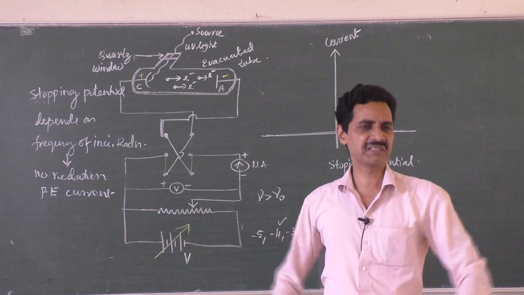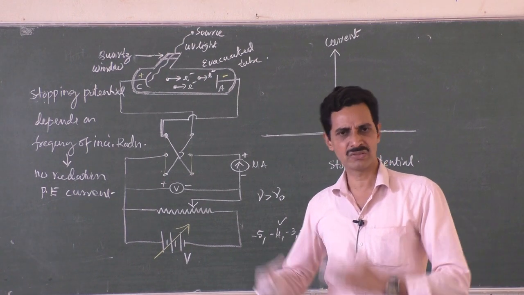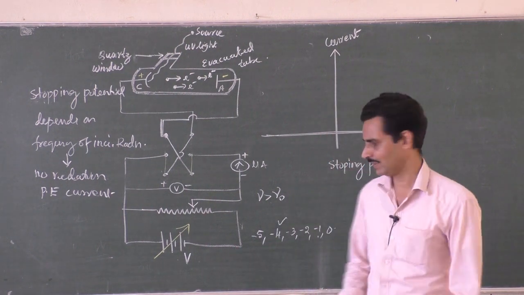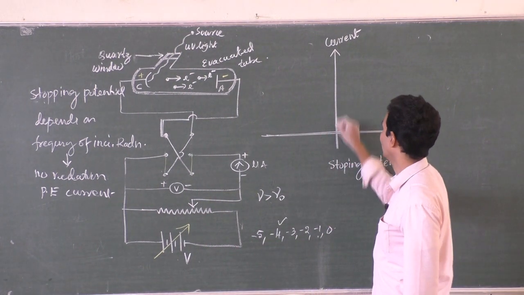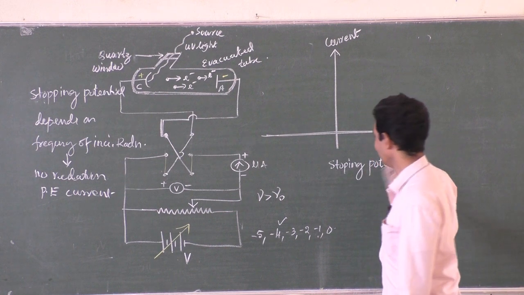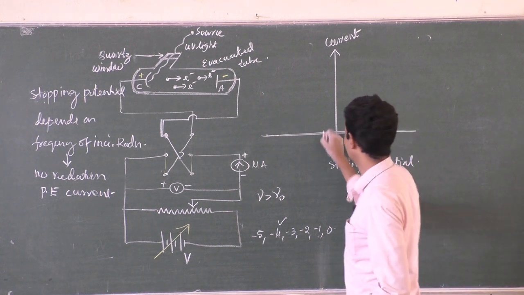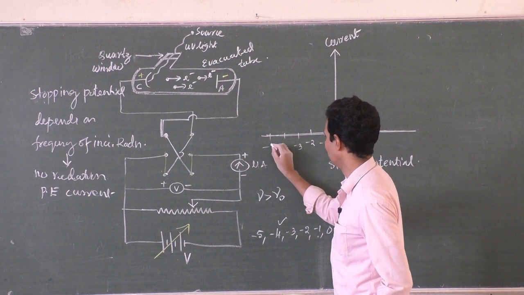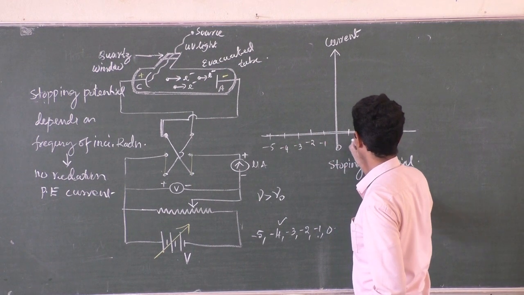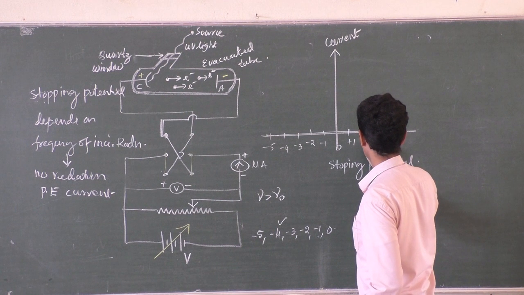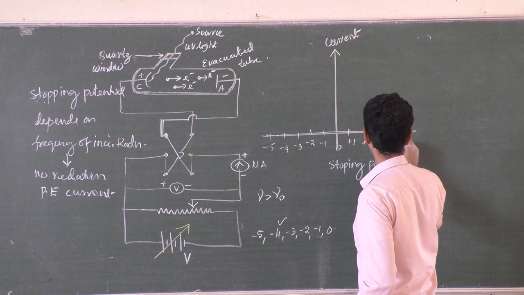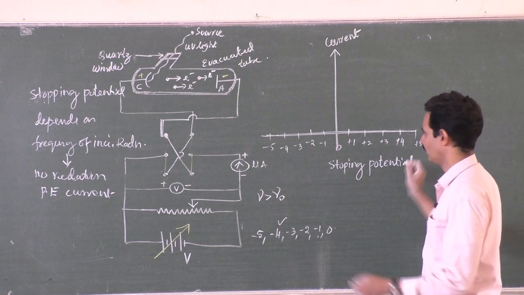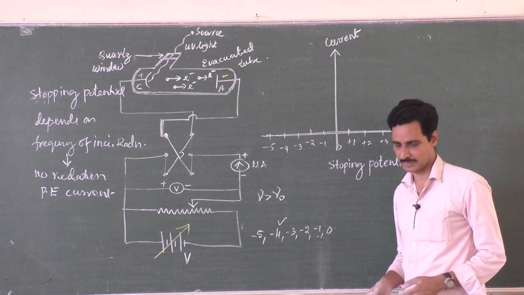It is like a person who has more than enough energy to stop the stones falling from the hill, right? Then I don't have any problem. What is the photoelectric current now? It is 0. So stopping potential is along the x-axis. So this is -1, -2, -3, -4, -5, and this is 0, +1, +2, +3, +4, and +5. Just for your convenience, I will write some numbers.